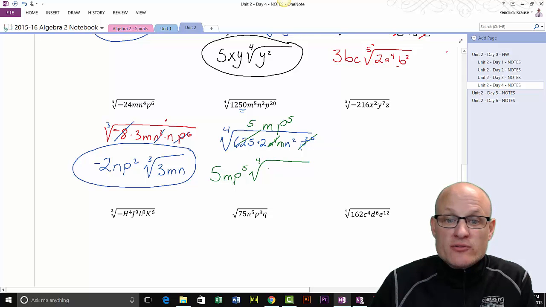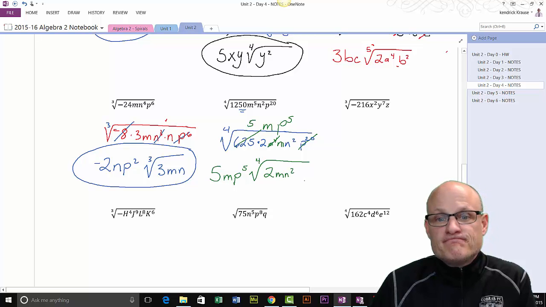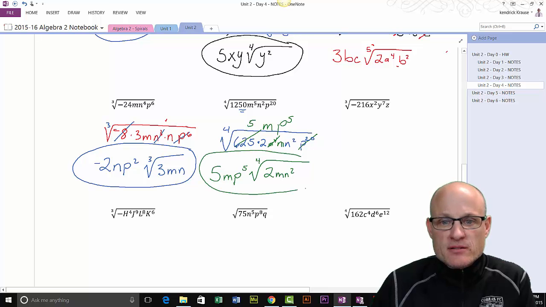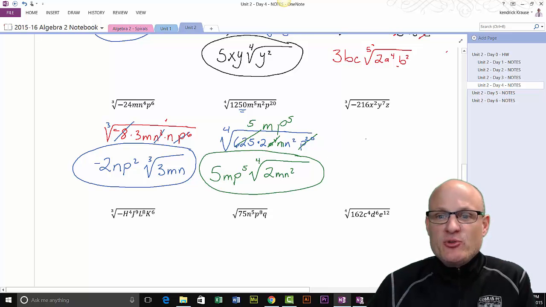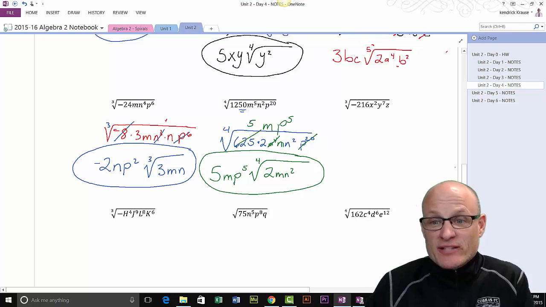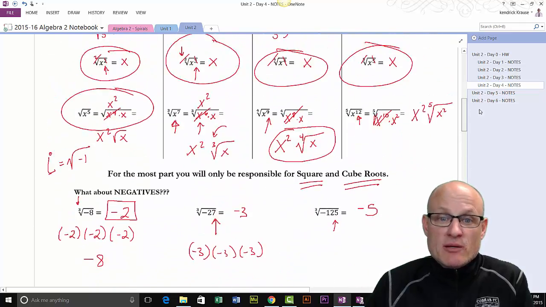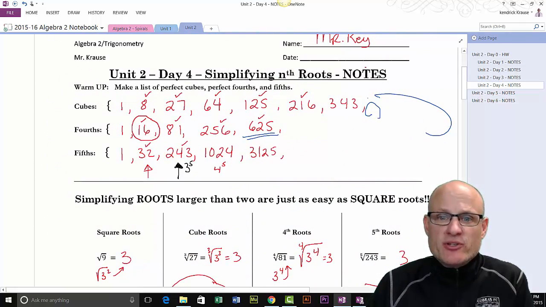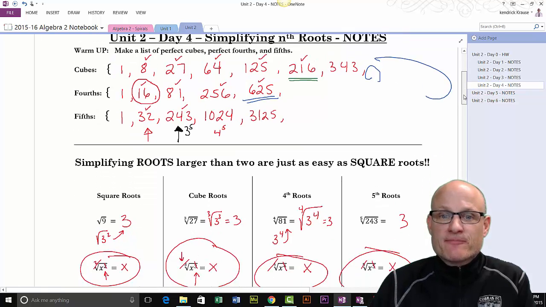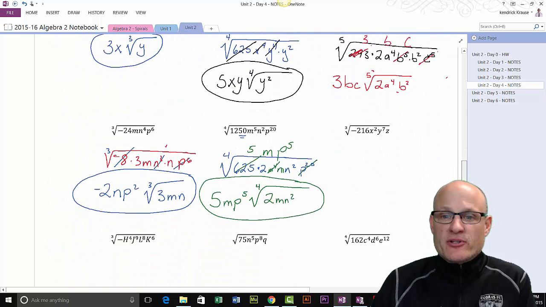Fourth roots of 2m n squared. Ooh, that was a tough one. All right, negative 216. That's a cube. That's already a perfect cube. If I come up here, remember, 6 cubed. Did I do 6 cubed? Right here. 6 cubed is 216. So that's already a perfect cube. So we're in good shape there.